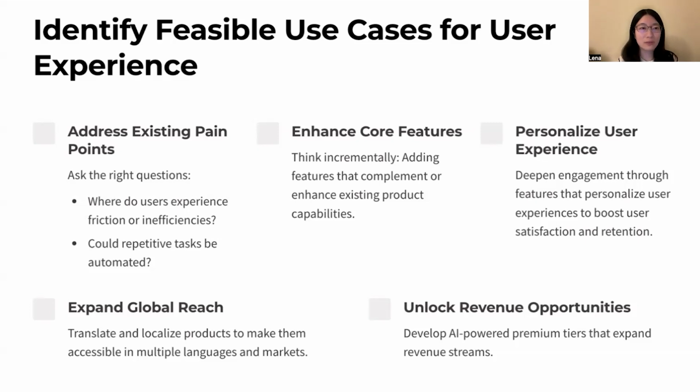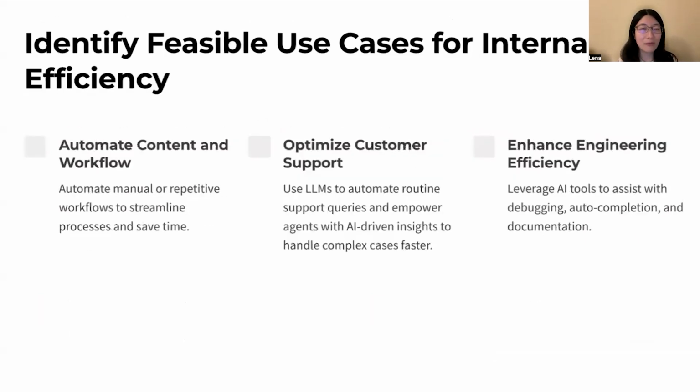And besides the user experience, there are some feasible cases we can have for internal efficiency. There could be automated content and workflow for PM, for customer support, for the marketing team, for the sales team. And for B2B companies that have customer support, we can also leverage LLMs to automate the routine support queries and also empower the agents so that it's easier for them to provide easy, high-quality, and customized answers to the customers. And also for our engineers, we can leverage AI tools to help them with debugging, documentation, and deployment.